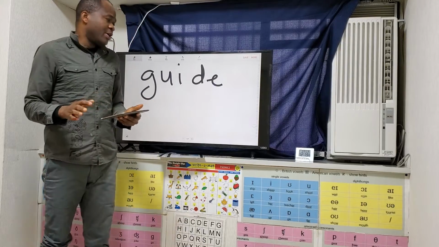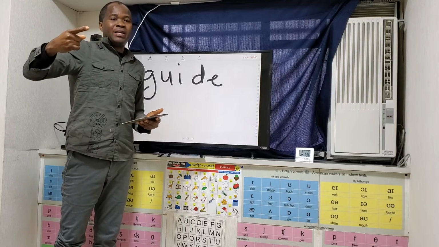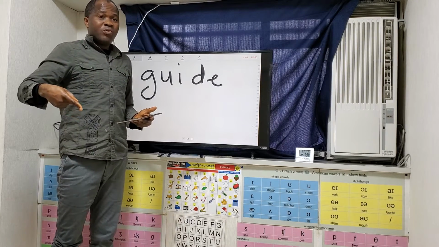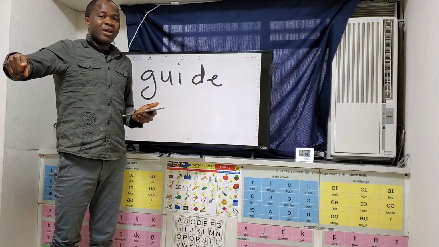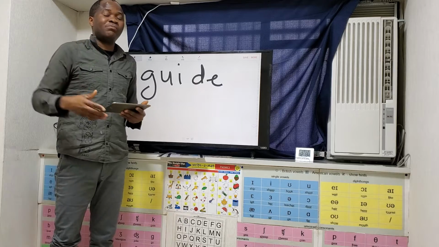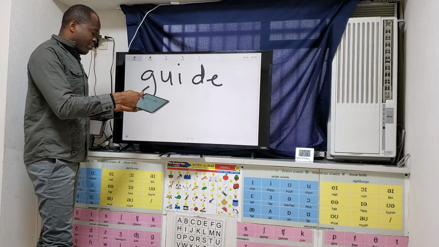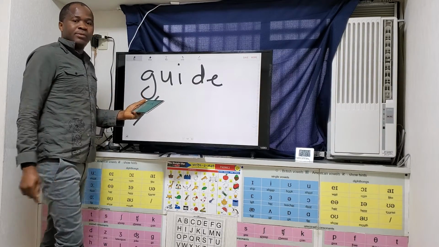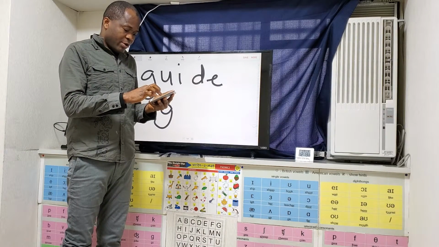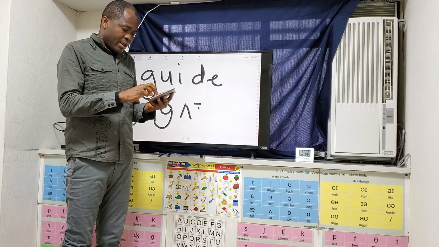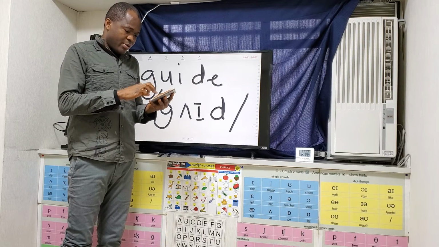I'll write the IPA down. When writing the IPA, the bar that we use at the beginning and the end of the word slides to the right in America, but in British it slides to the left. So if I want to write in British, I have to slide to the left. Okay? So we have guide. We have G, we have I, and D.